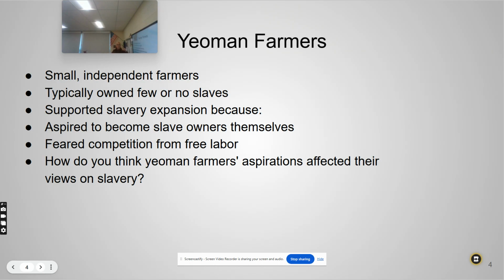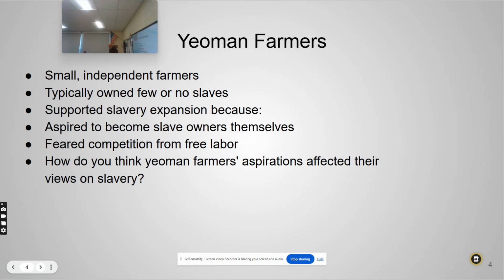These are going to be men and women who own typically one or two, or most didn't own any slaves. Yeoman farmers were simple, small independent farmers, typically owned few or no slaves. They supported slavery for the reasons we've discussed. Okay, they aspired to become slave owners themselves.